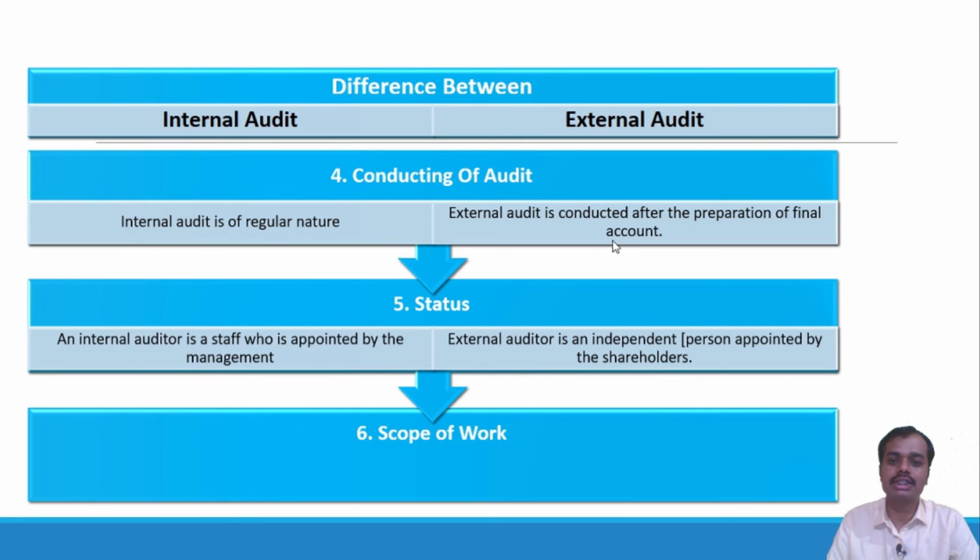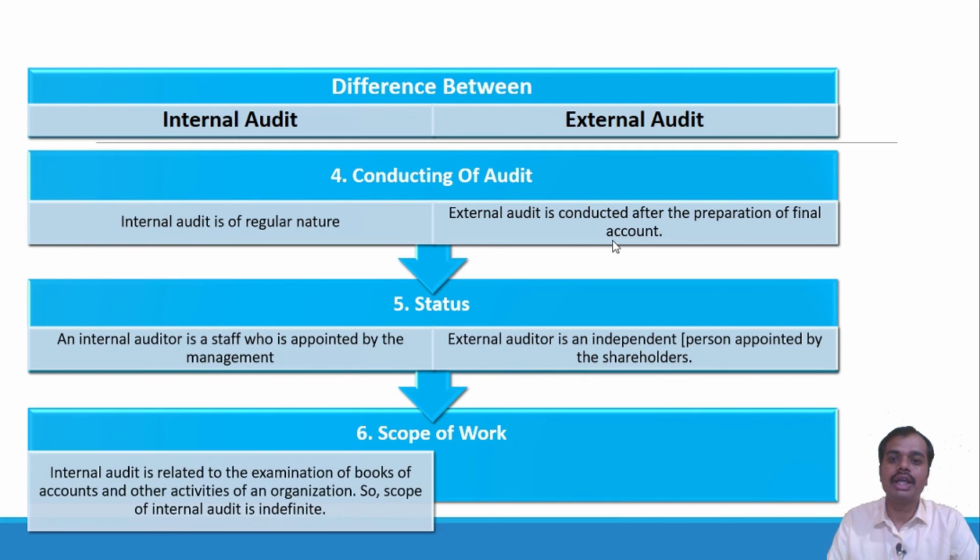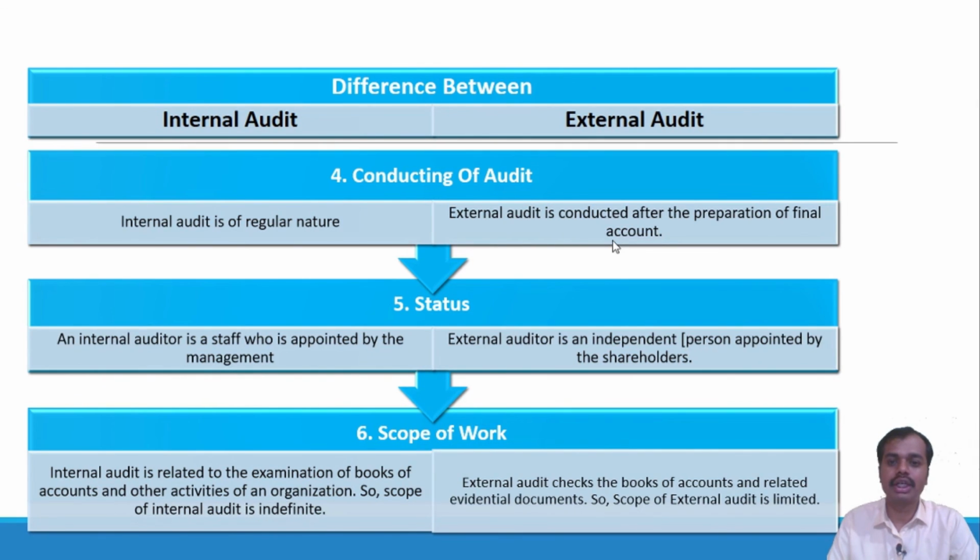Next basis is scope of work. Internal audit is related to examination of books of accounts and other activities of an organization. So, scope of internal audit is indefinite. But external audit checks the books of accounts and related evidential documents. So, scope of external audit is limited.